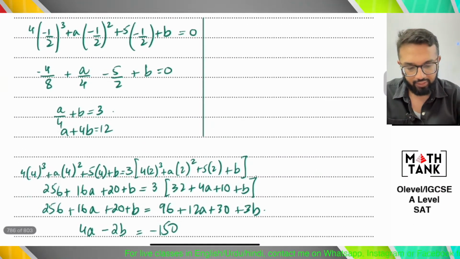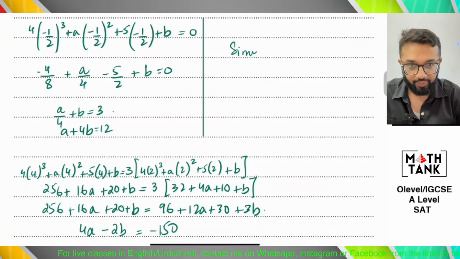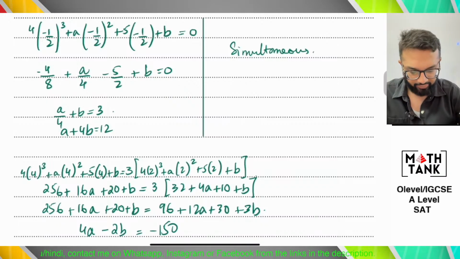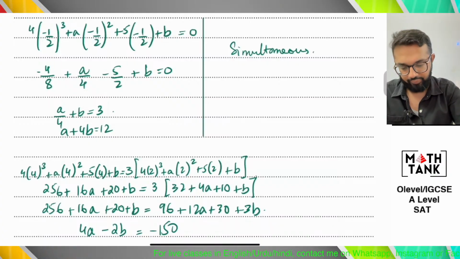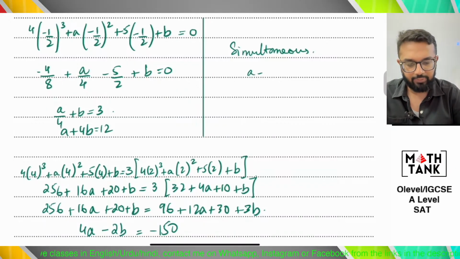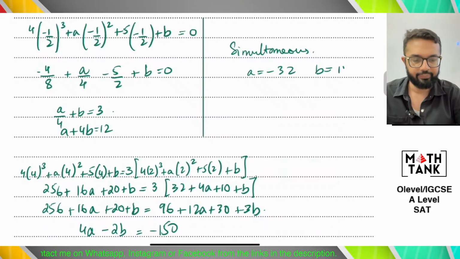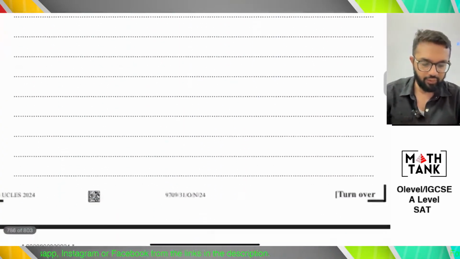Then I solve simultaneously. I will do that on a calculator right now to save time, but you should show me a method on the exam. So A is minus 32 and B is 11. Okay, that's the first question, 5 marks.